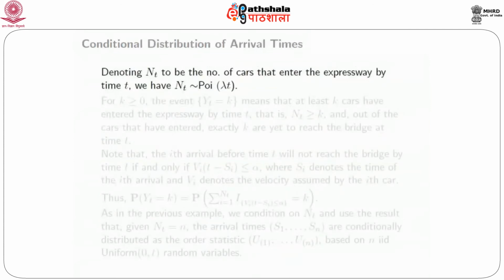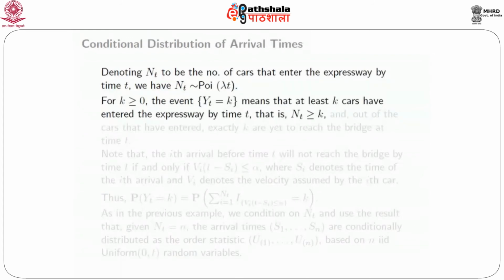So let's denote N_t to be the number of cars that entered the expressway by time t. Then N_t, of course, we know is Poisson with parameter lambda t. For k greater than or equal to 0, what does the event Y_t equal to k mean? Remember, Y_t is the number of cars that have entered the expressway by time t but are yet to reach the bridge at time t. So that number is k means that, of course, at least k cars must have entered the expressway by time t, that is N_t is greater than or equal to k, and out of the cars that have entered, exactly k are yet to reach the bridge at time t.